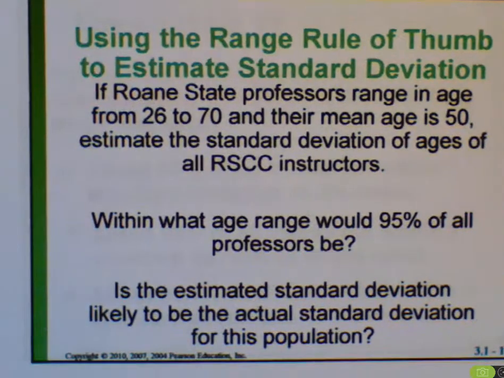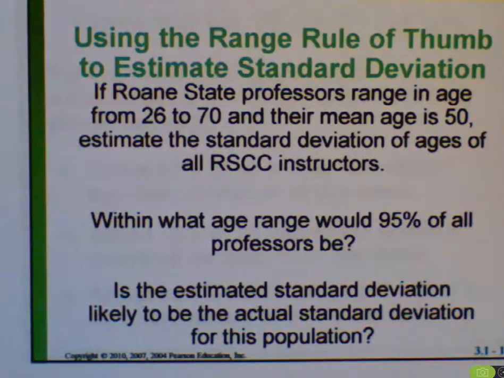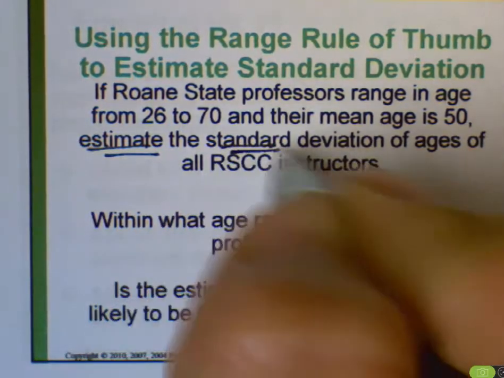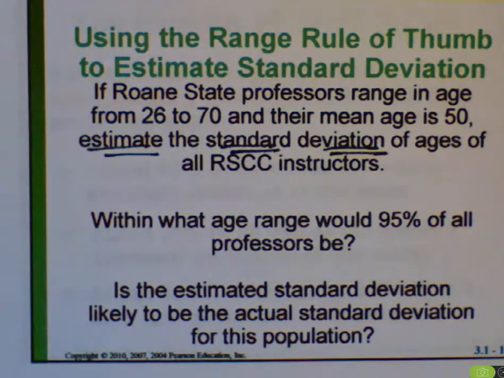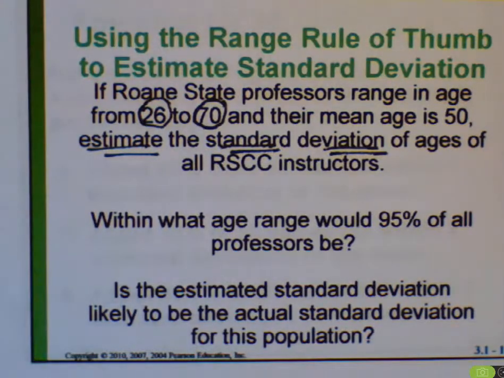Let's use it to estimate the standard deviation for Rhone State professors' ages. And I made this data up. I don't know that it's accurate. But if Rhone State professors range in age from 26 to 70 and their mean age is 50, estimate the standard deviation of ages of all Rhone State instructors. Here are the keywords: estimate, standard deviation, and I don't know the age of all professors. I only know the lowest age and the highest age, the youngest professor and the oldest professor.